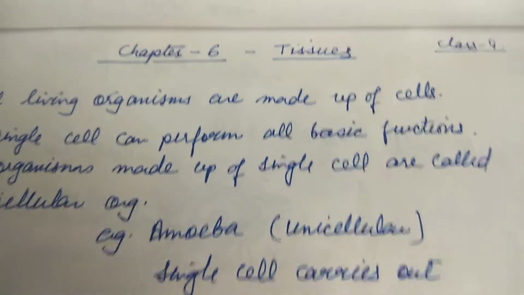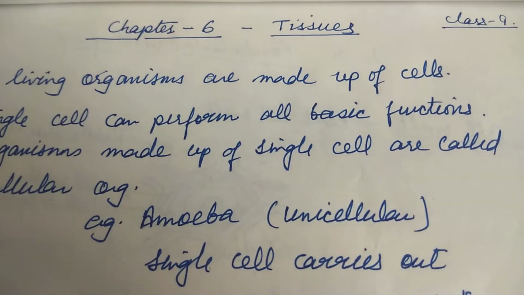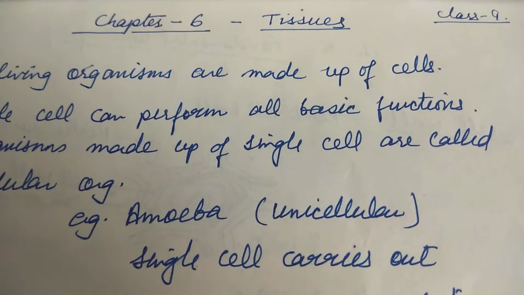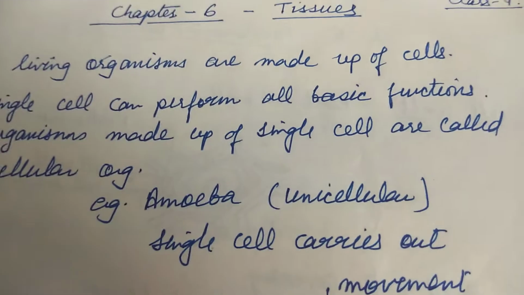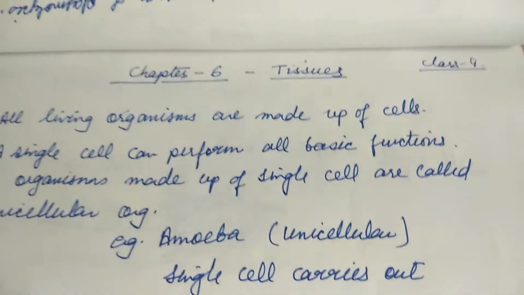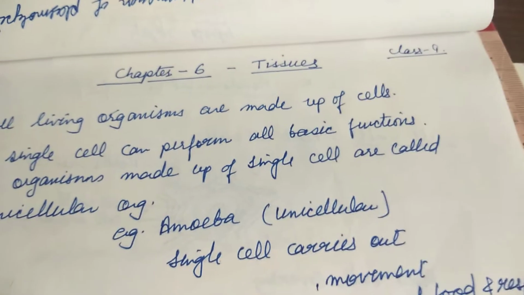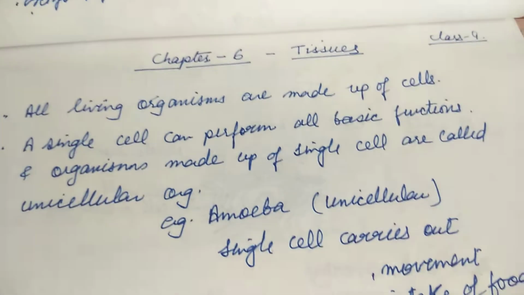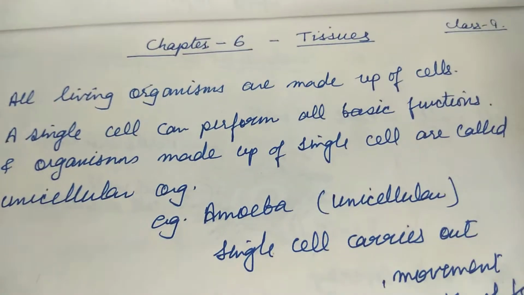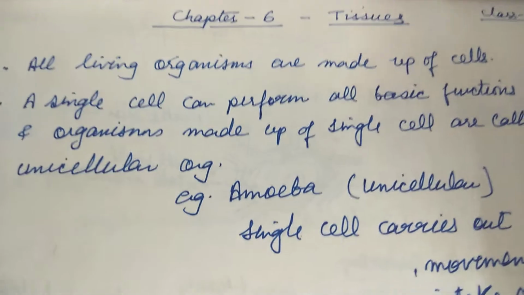Today we will do chapter 6 of class 9 and this chapter is about tissues. So what is tissue? What are tissues and where they are present, their structure, everything we will study in this chapter. So as we know, all living organisms are made up of cells. In earlier classes also we have studied this. All living organisms are made up of cells.